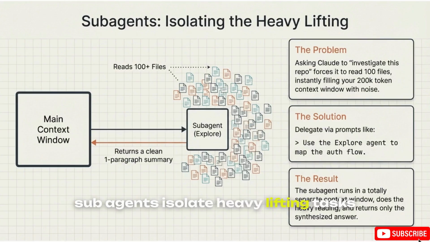Sub-agents isolate heavy lifting tasks, like investigating large repositories. By delegating a task to an Explore sub-agent, it runs in a separate context window, does the heavy reading, and returns only a clean, synthesized summary to your main window.